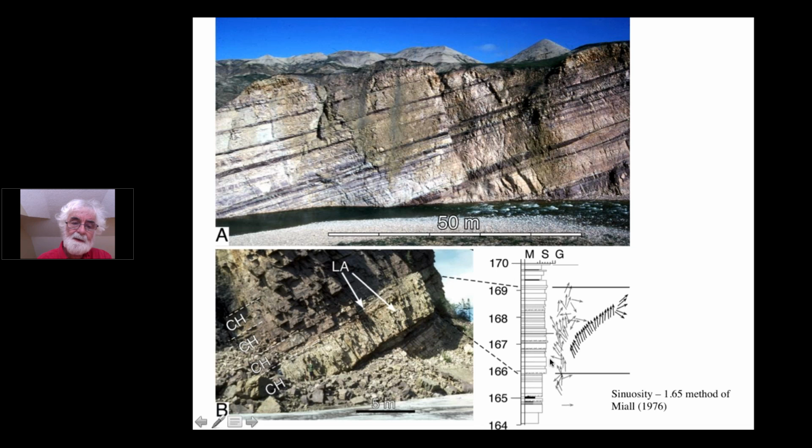When we measure all the crossbeds and their thickness and apply Miles' technique for determining the sinuosity of fluvial systems, we get a sinuosity of 1.65. So we certainly have evidence that these are highly sinuous systems, and because they're stacked so consistently, we consider them to probably be meandering as well.